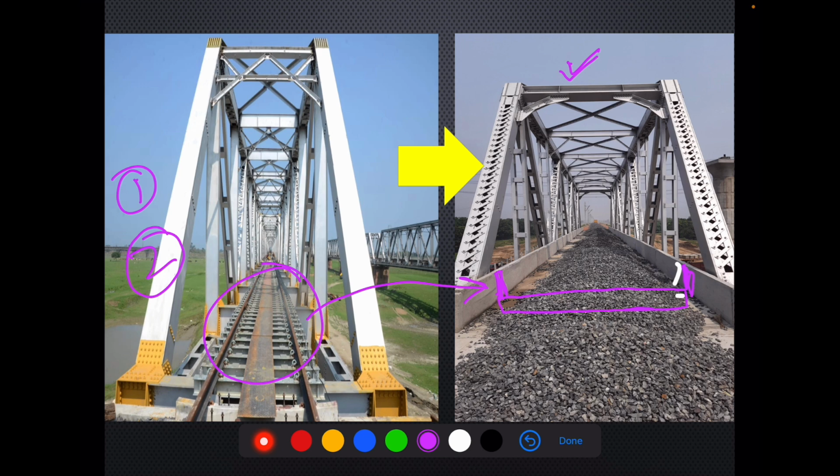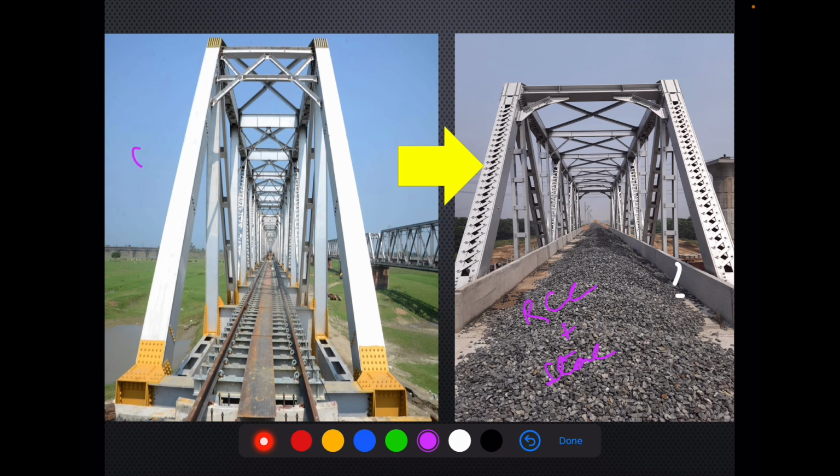So here the load mitigation arrangement is based upon the behavior of steel as a truss. But here, composite action is being utilized. Composite action of what? Composite action of RCC and steel is being utilized for mitigating the loads and forces which are getting transferred from train to the bridge. So this was the difference.